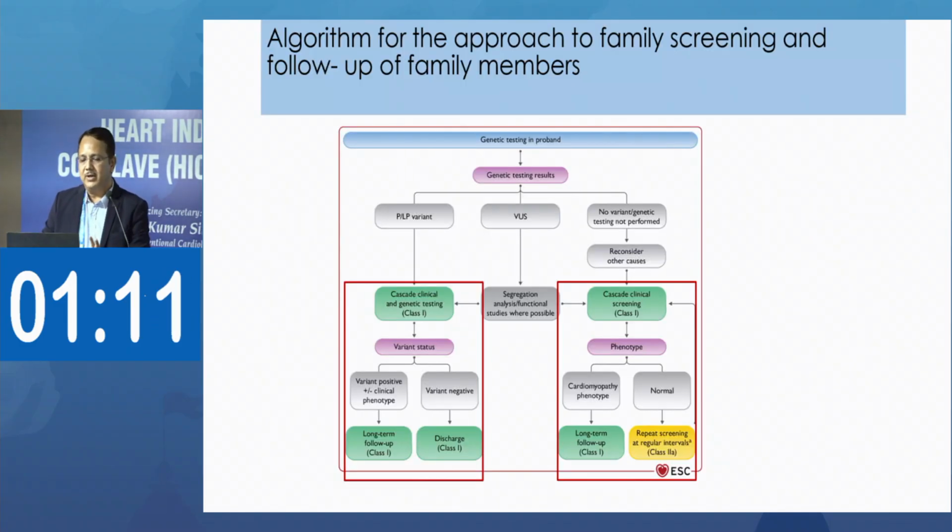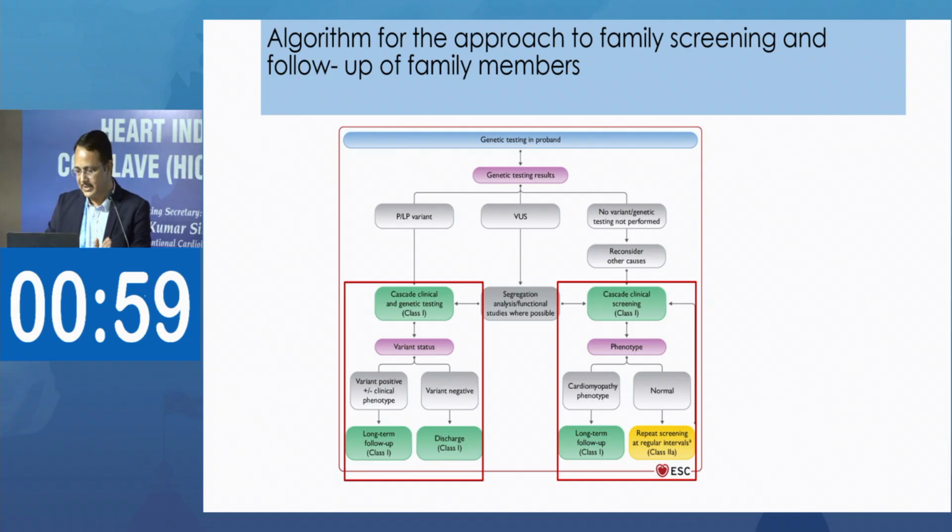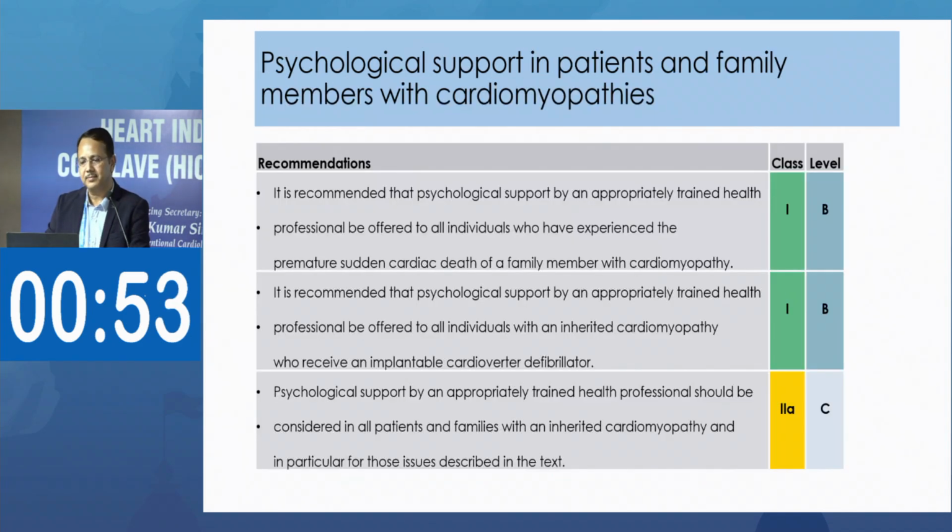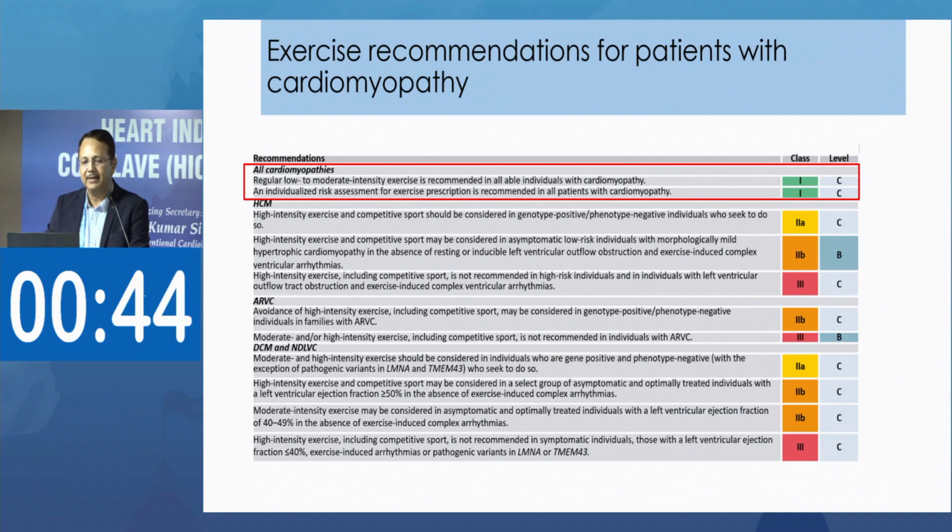So this is the algorithm for appropriate family screening and follow-up. Genetic testing in the proband: if the genetic test result shows a pathogenic or likely pathogenic variant, we have to proceed further to establish the diagnosis. And if there is no variant, there is no need to go for repeat testing. Psychological support for patients and family is recommended, and that is class 1, level of evidence B.